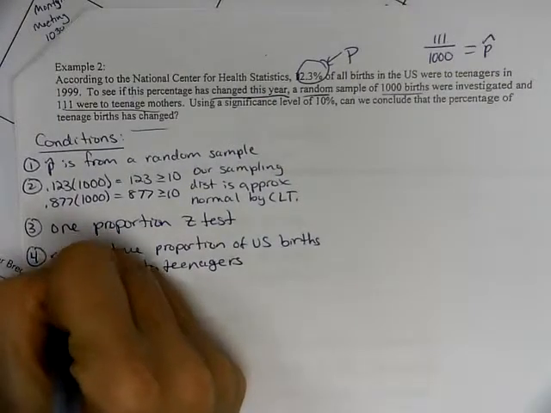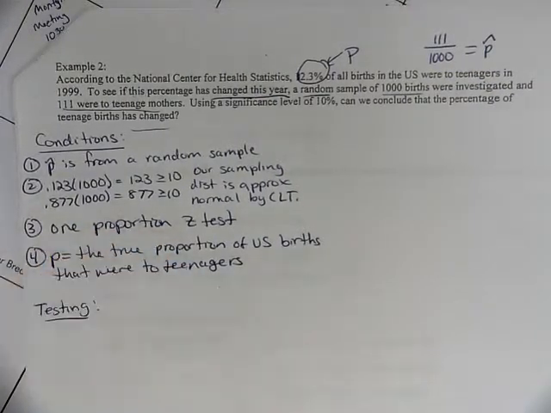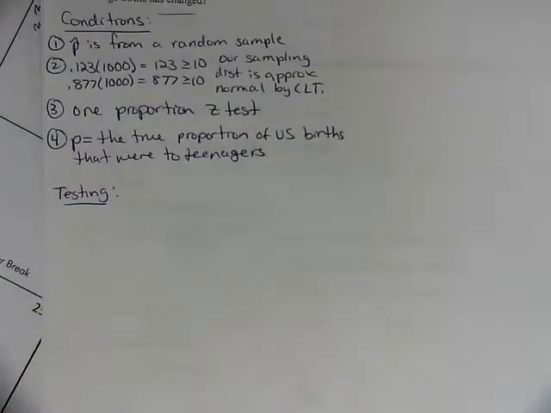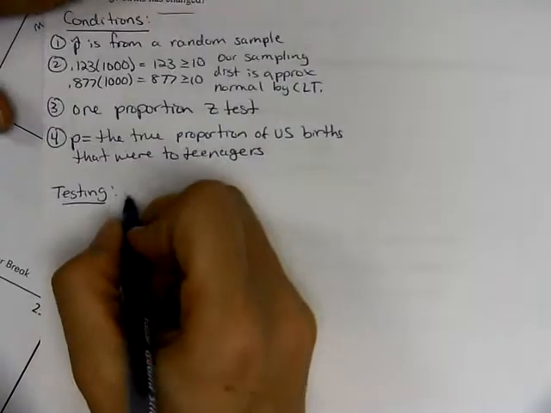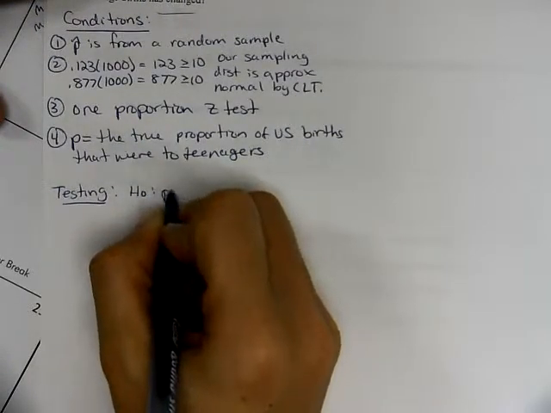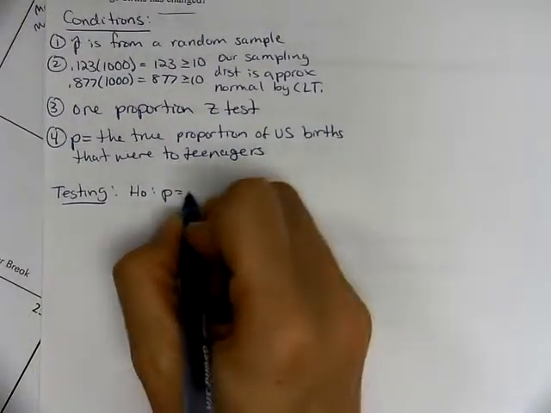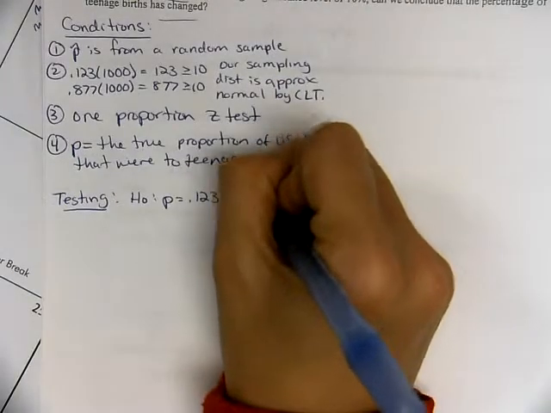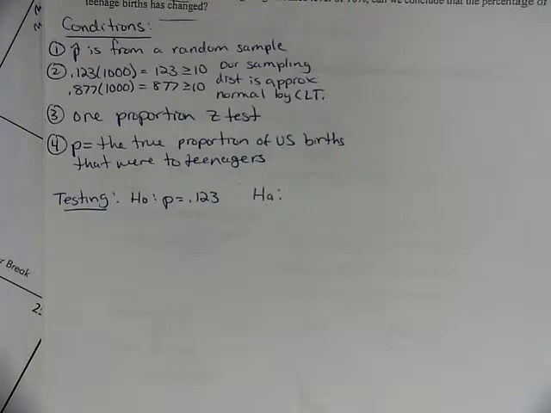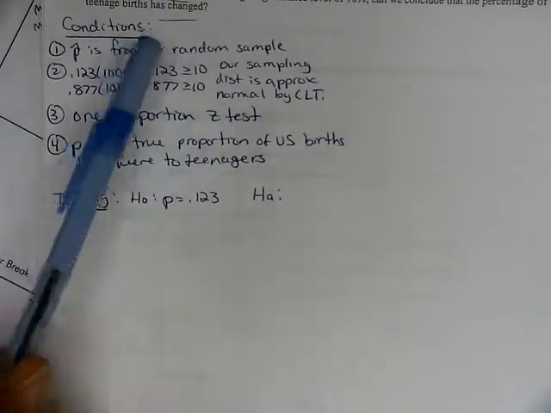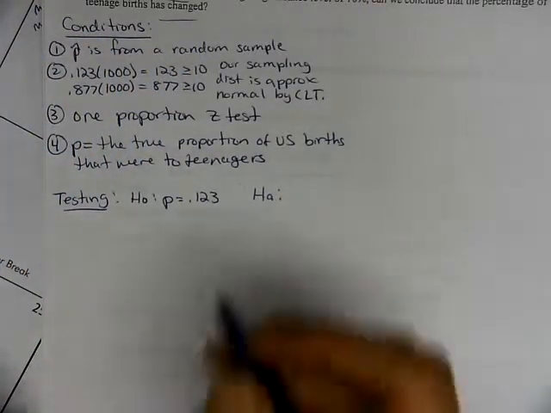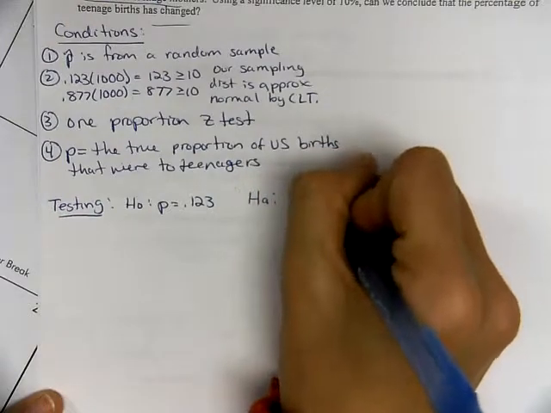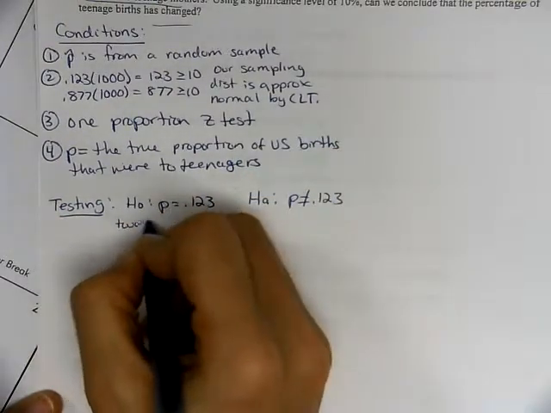Okay, so your testing section. Remember, start with the H0 and the Ha, name it, draw it. So our null hypothesis, we think that p is equal to 0.123. And always change your percentages to decimals. The alternate, what's the question asking? Is it greater than, less than, or you think it's not equal? Not equal, because we're just looking at, has it changed? So p is not equal to 0.123. So this is what we call a two-tailed test.